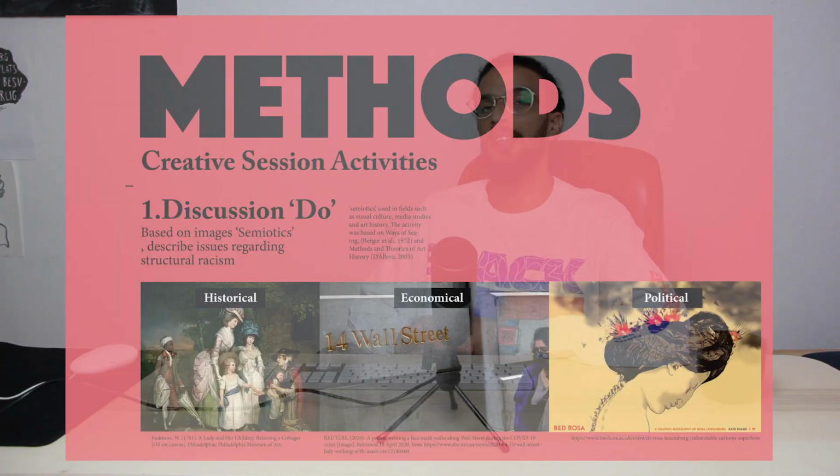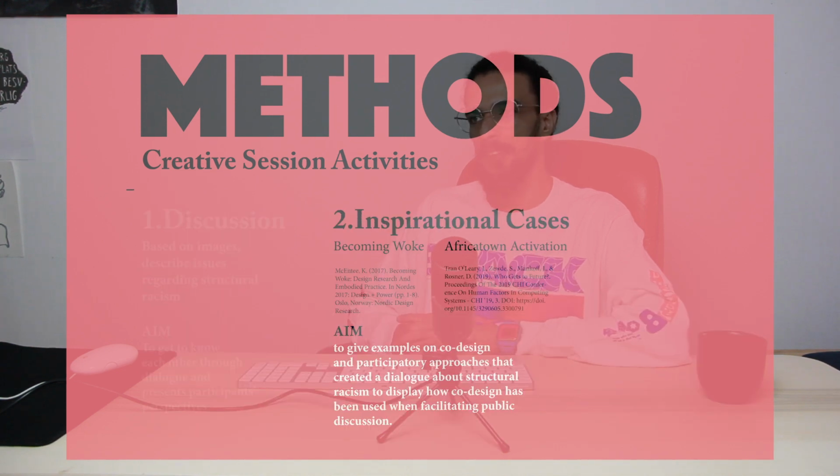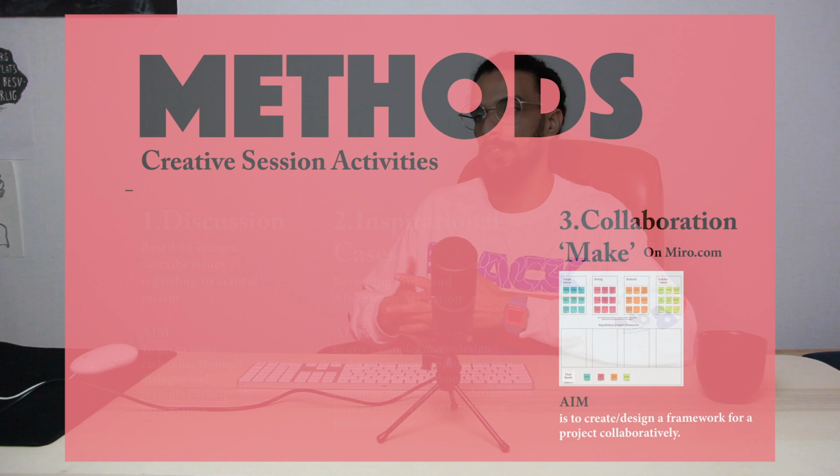The first phase was discussion, and I asked participants to bring 3 images that convey structural racism in 3 categories: political, historical, and economical. The second phase was basically me presenting a case study in the design field that has dealt with structural racism directly, and that was for educational purposes and to prepare participants for the last phase, which is to work collectively on a hypothetical project that they would like to see happen on the ground to confront structural racism.